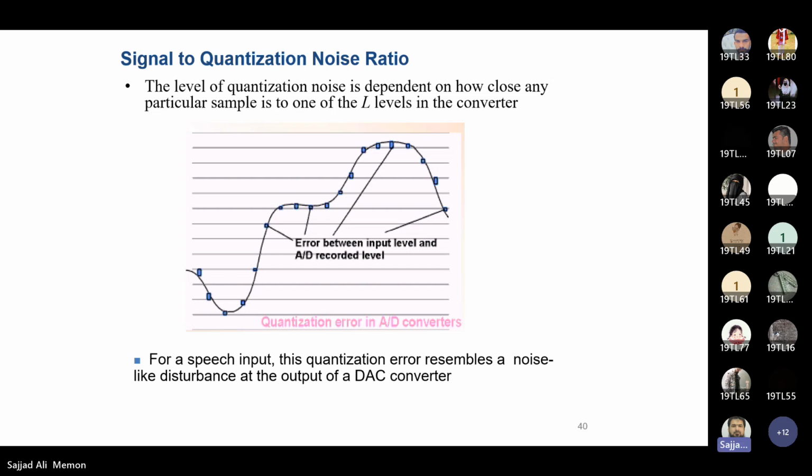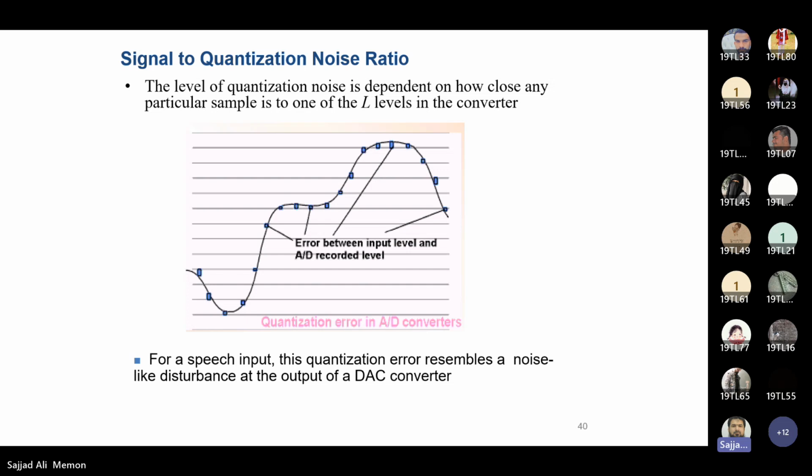So this quantization noise, we also say quantization error, is dependent on how close any particular sample is to one of the elements. If it is very close, then quantization noise will be low. If the distance between the quantization level L and the sample is too large, then the quantization noise will be higher.